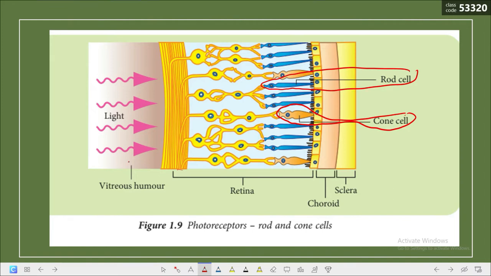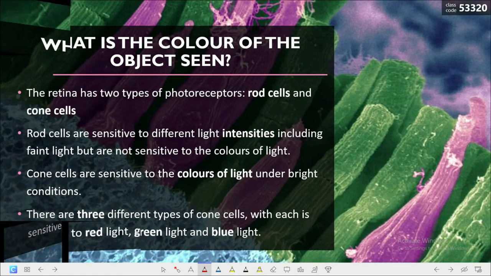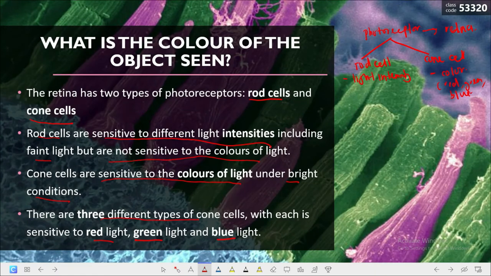And this one is the vitreous humor. The vitreous humor will focus the light into the retina. So inside the layer of the retina, there are two types of photoreceptor cells, that is the rod cell and the cone cell. Each of them has a different function. The rod cell, as we know, is sensitive to light, while the cone cell is sensitive to color, that is red, green, and also blue.